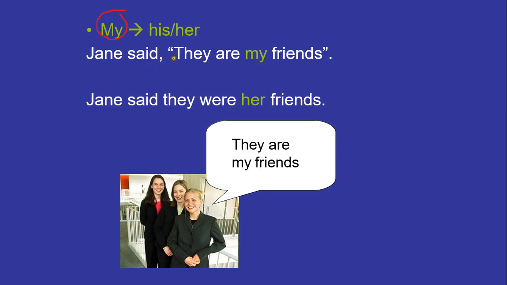Example: Jane said, "They are my friends." Change into indirect speech: Jane said that they were her friends. There's a changing, guys. This is simple present tense, so you have to change it to the past tense. Remember the rules. This is present.